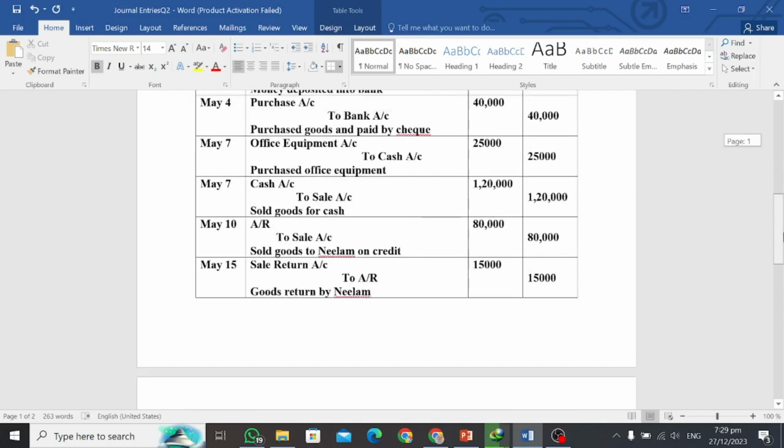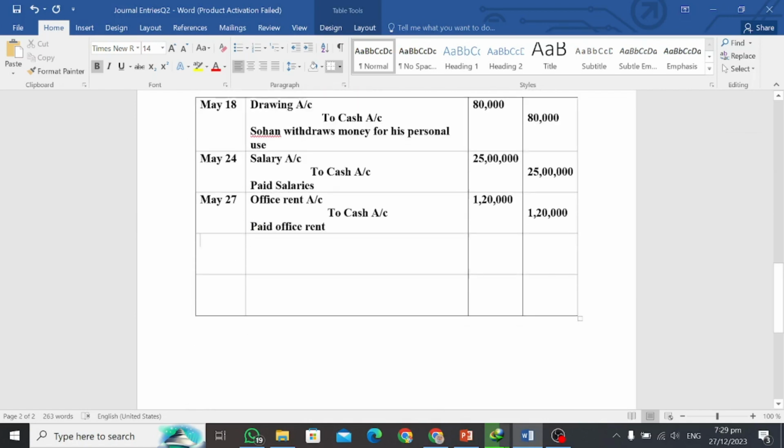May 28. On May 28, wages account. It is being debited as it is an expense. Cash, so cash account is credited. Paid wages by cash. The amount to be debited and the amount to be credited is 5,000.